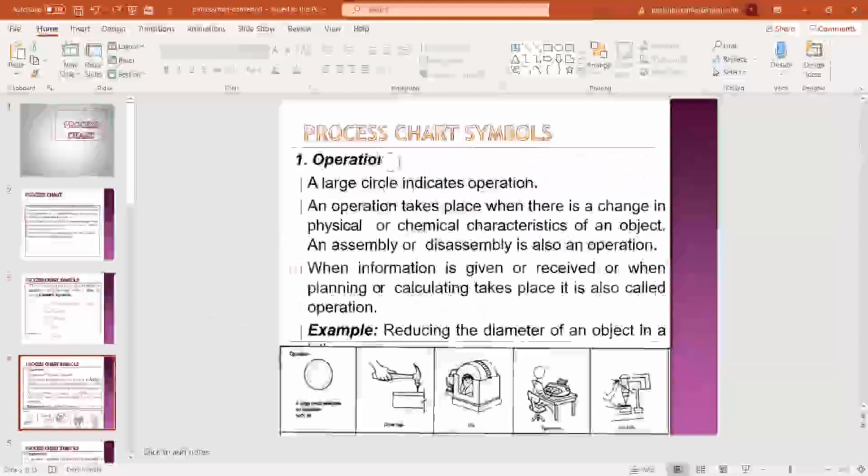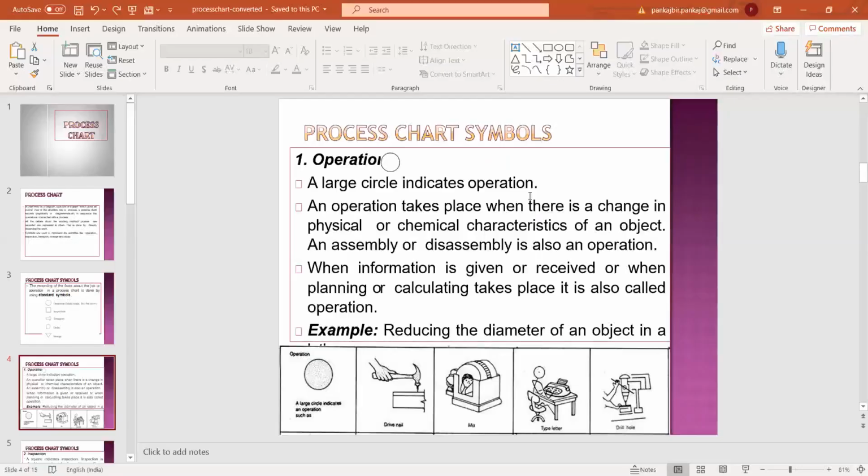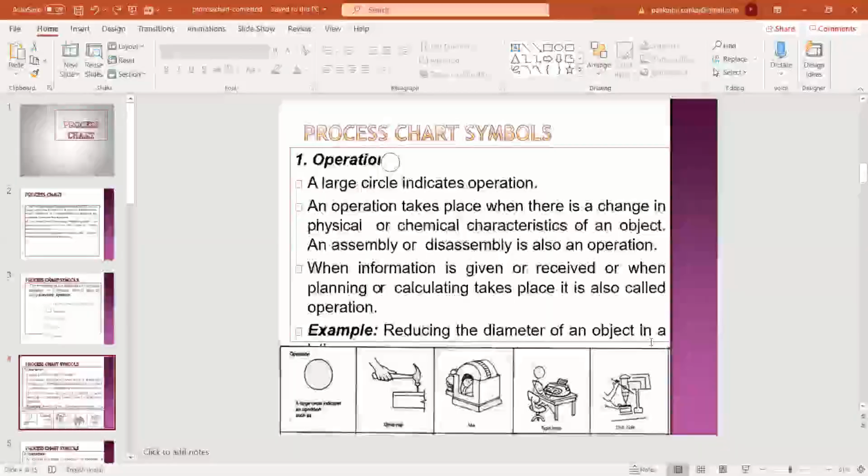So the circle represents the operation part of any production process. It indicates the main steps of the process, methods or procedures. The operation may involve modification of material, change of location, or any condition of goods converting from input to output. You can take examples like reducing the diameter of an object, cutting the bar, or painting a part of an instrument. Everything comes under operation.